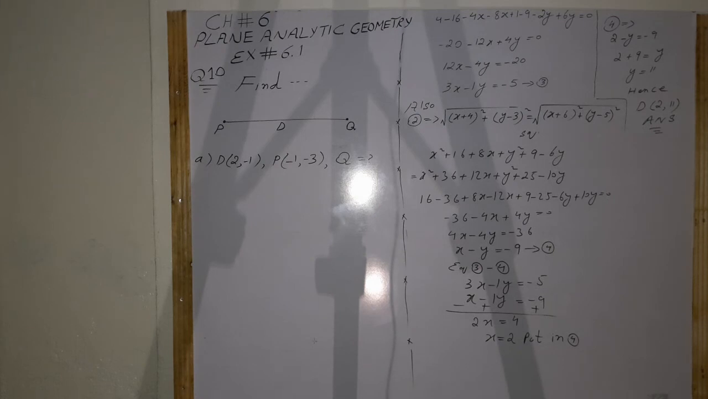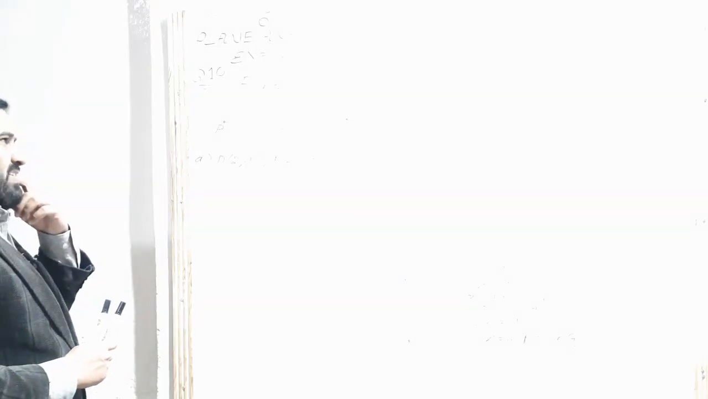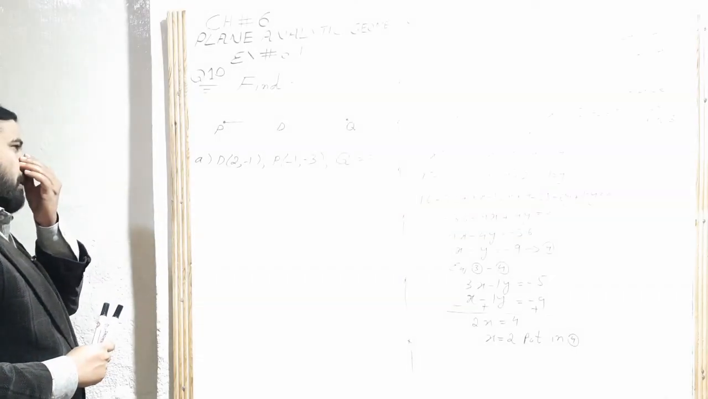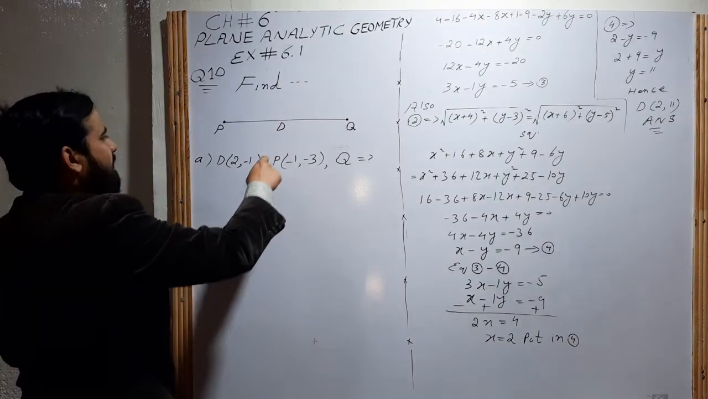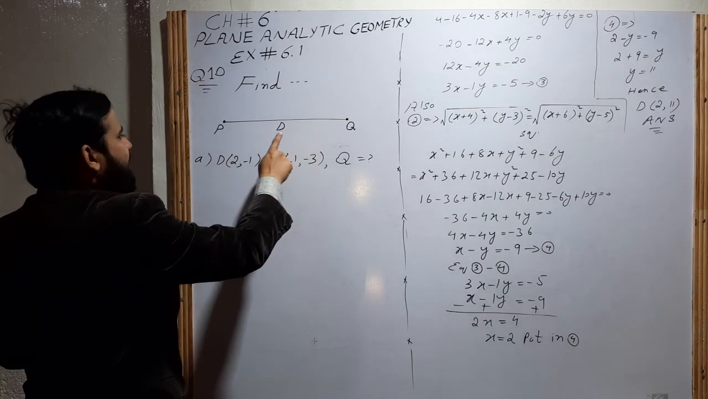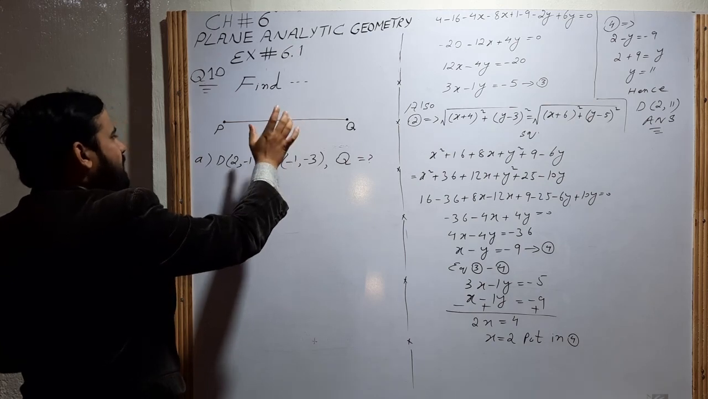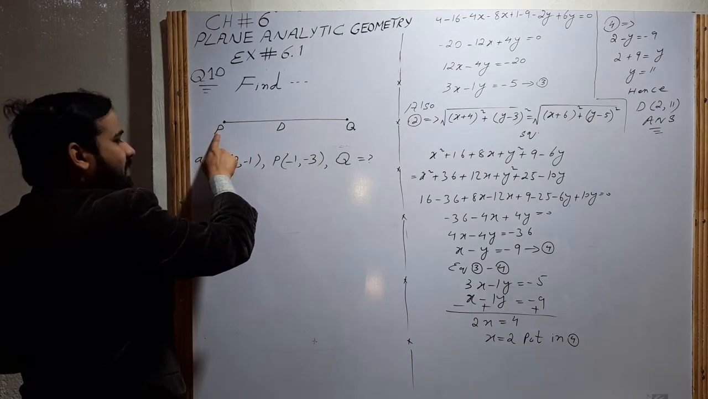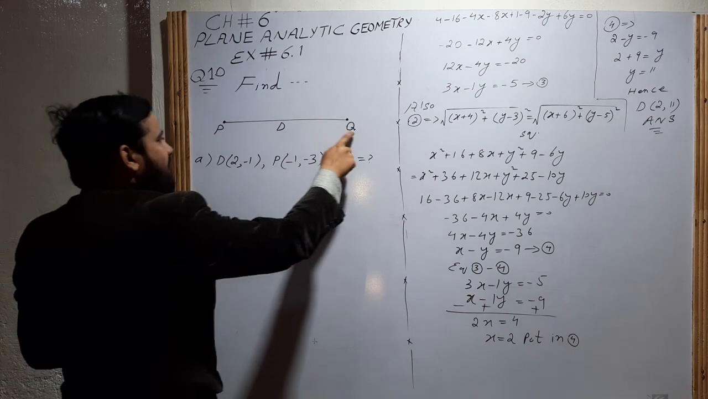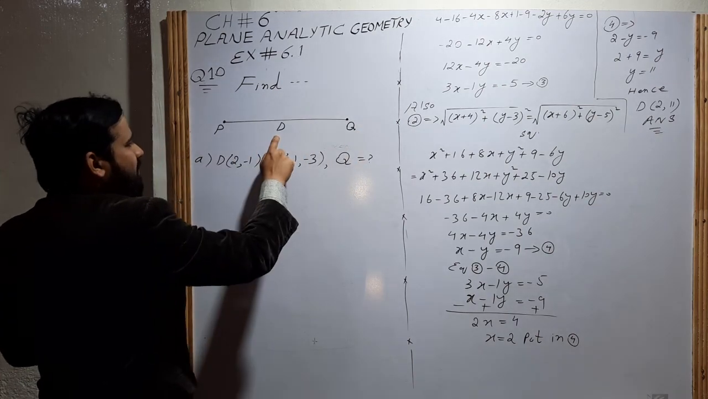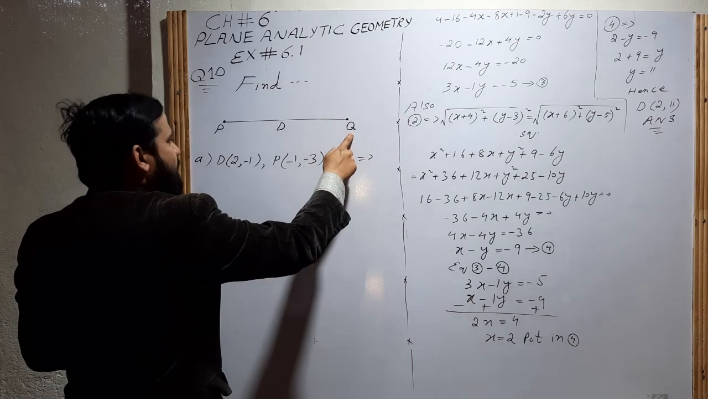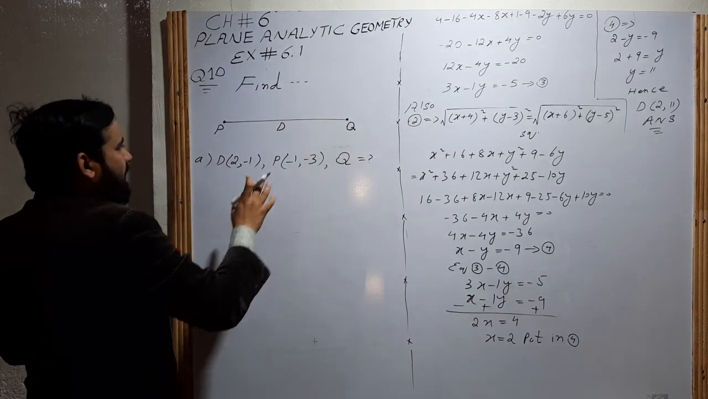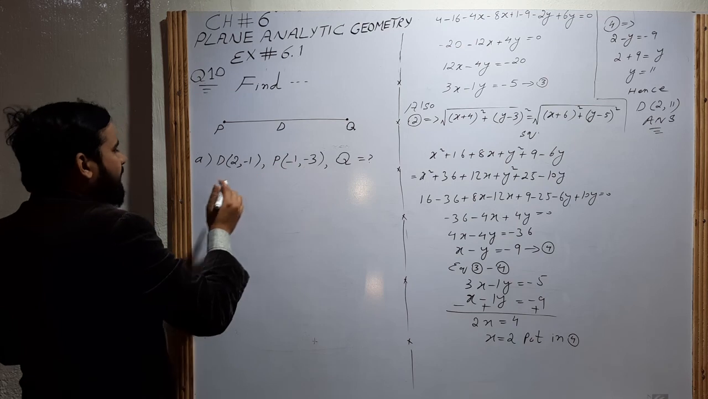Dear students, the next question, question number 10. The statement of the question is to find the other end point of the line segment. For example, there is a line PQ. D is the midpoint of this line, and P is one end point and Q is the other. D is given. Find Q. It means that Q is not given, so it is related to the midpoint idea.